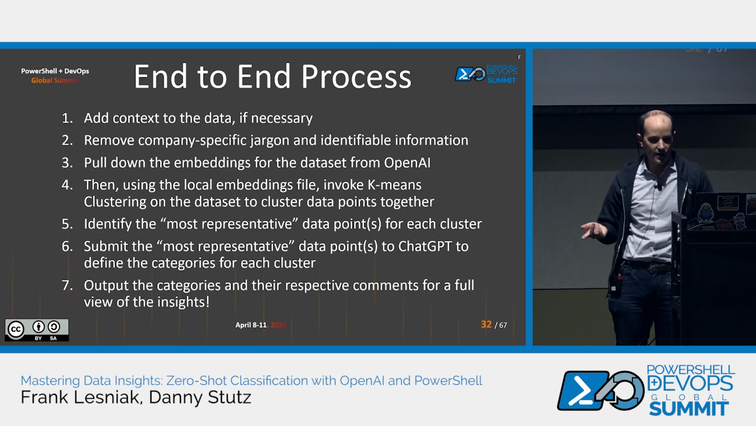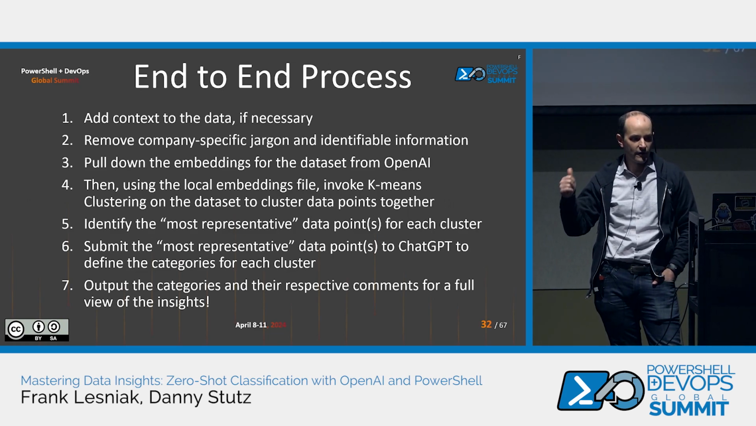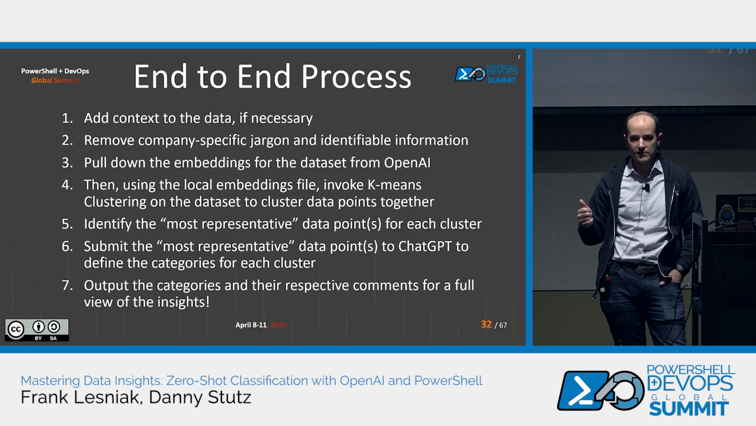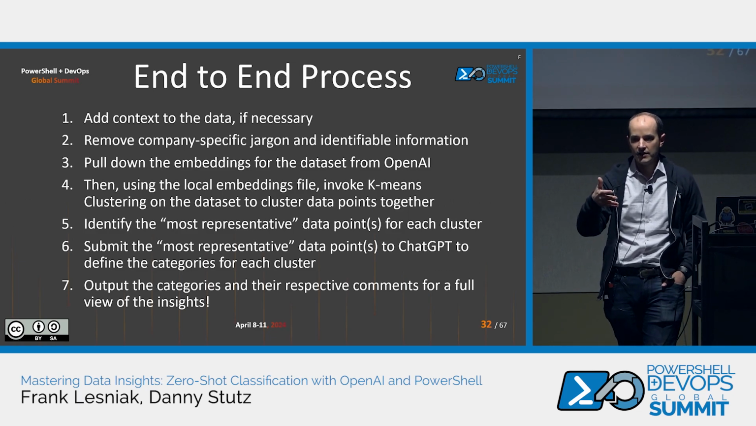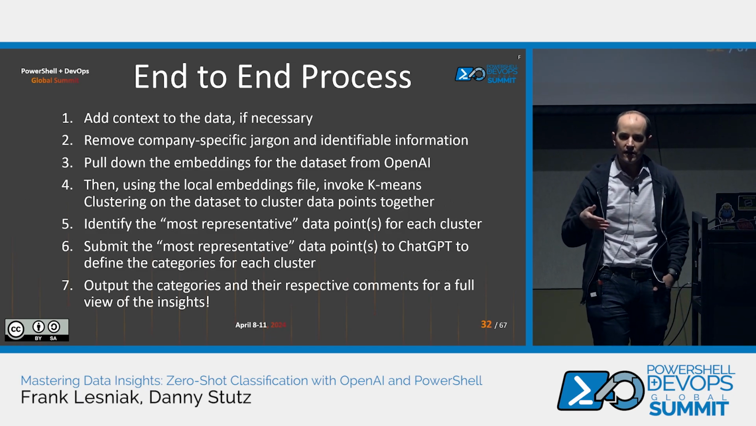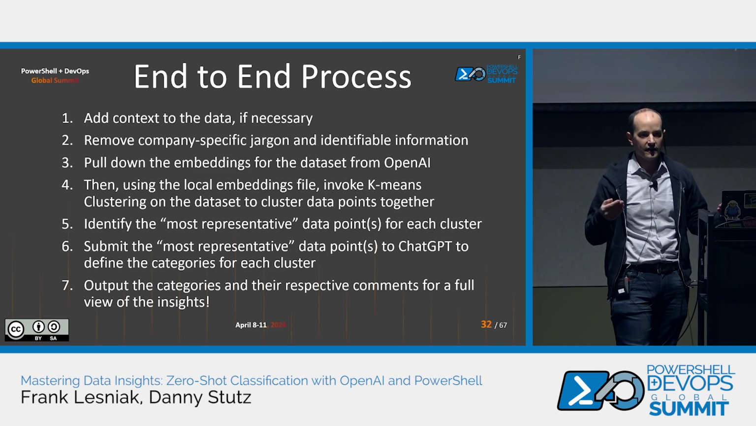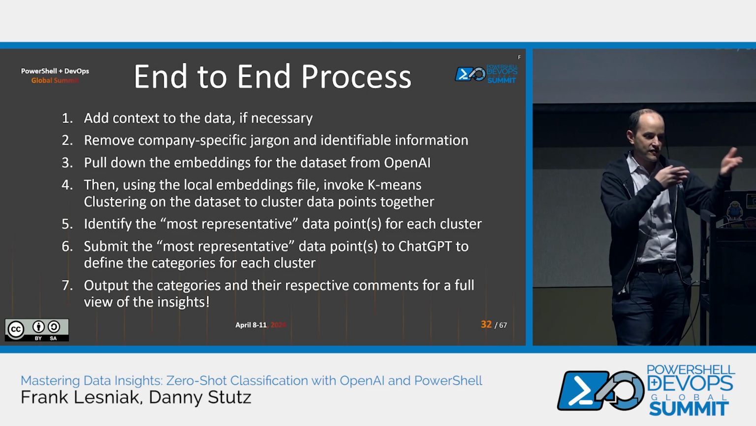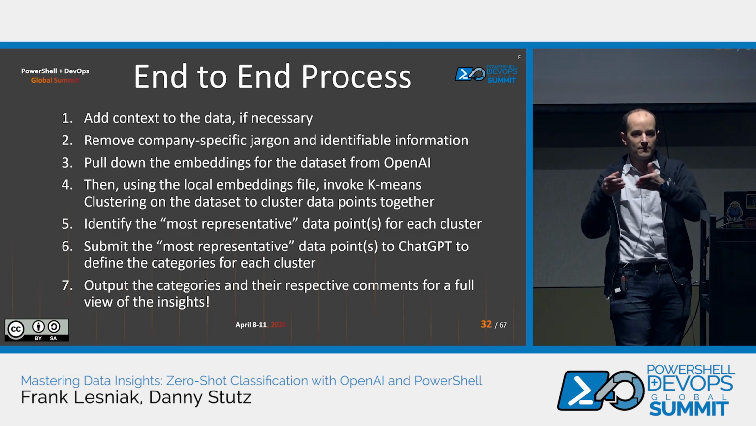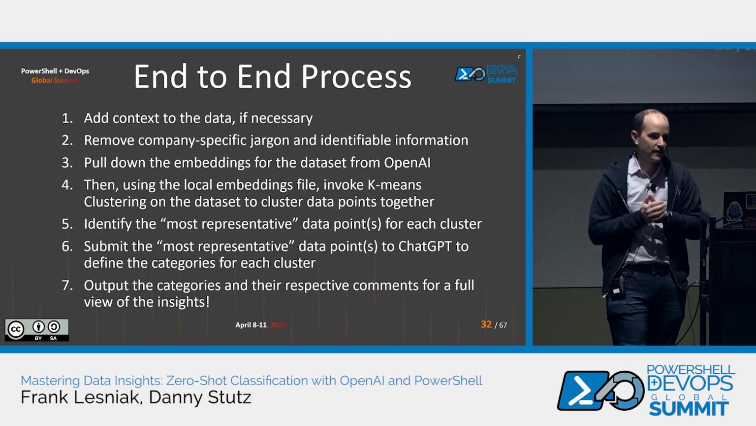Just to summarize, here's the end-to-end process. First, we want to add context to the data if necessary. If you look at your data set and the answers to the questions don't make sense on their own, you might want to do a string concatenation and add the question in there. For example: on a survey, I asked the following question, and the person gave the following response.